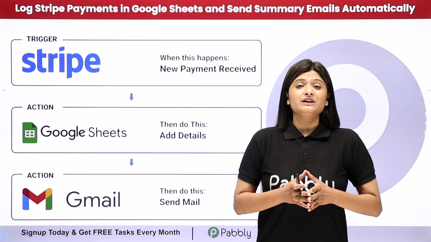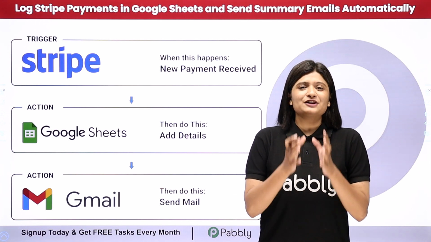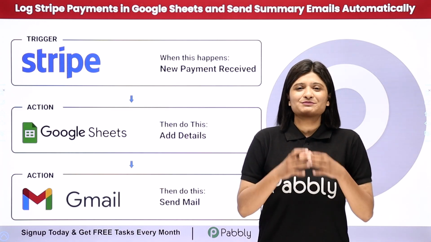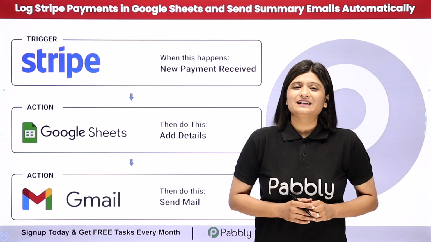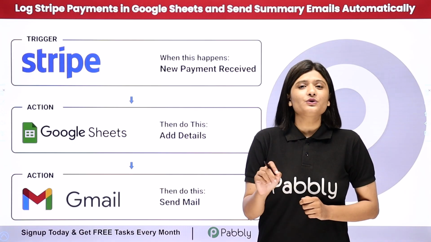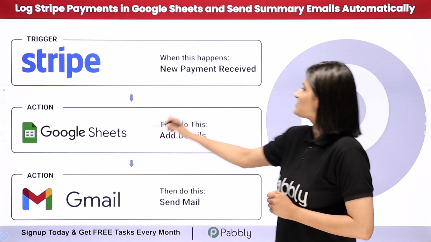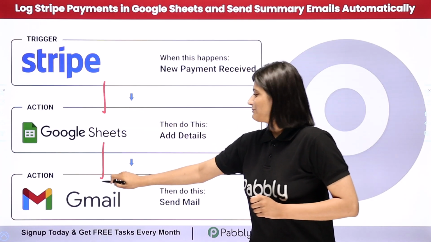Now doing this manually will consume a lot of my time, so I've completely automated this process, and to do this automation I'm going to use Pabbly Connect. Pabbly Connect is an amazing automation and integration software which requires no coding or programming skills. Here I just need to build a connection between Stripe, Google Sheets and Gmail.